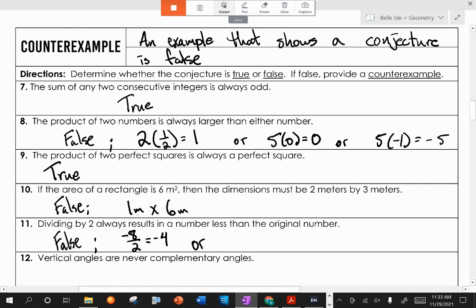So dividing by 2 always results in a number less than the original number. That is false, for similar reasons as number 8, because you could have a negative number. You could also do 0 divided by 2 equals 0. Something like that. So number 12: vertical angles are never complementary angles.